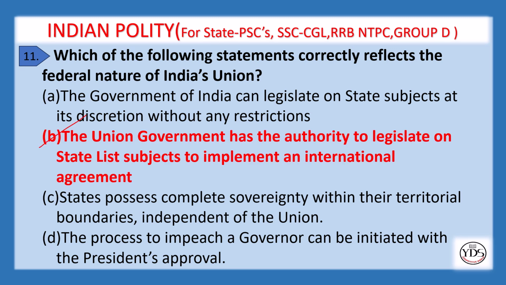Option B. The Union Government has the authority to legislate on the state list subjects to implement an international agreement is a correct answer.